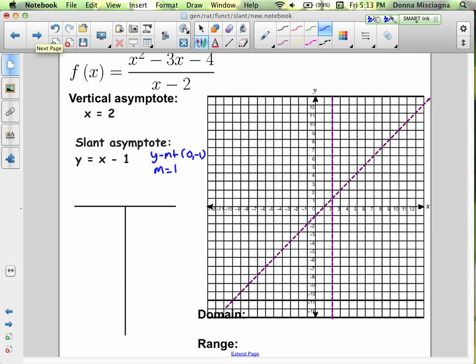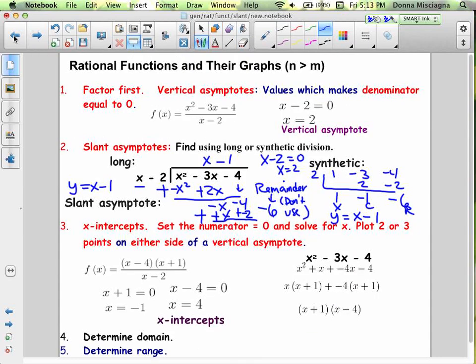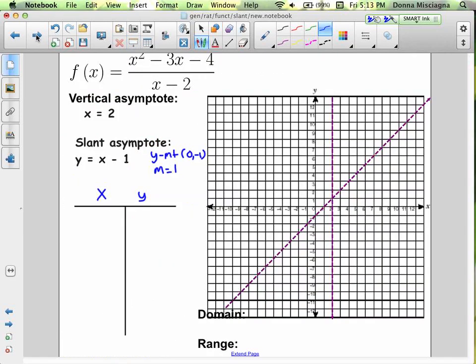We need 4 points. Sometimes we might need more, but we need at least 4. We already have a couple of them. We have the x-intercepts. Remember, back over here. So our x-intercepts were negative 1, 0, and 4, 0.